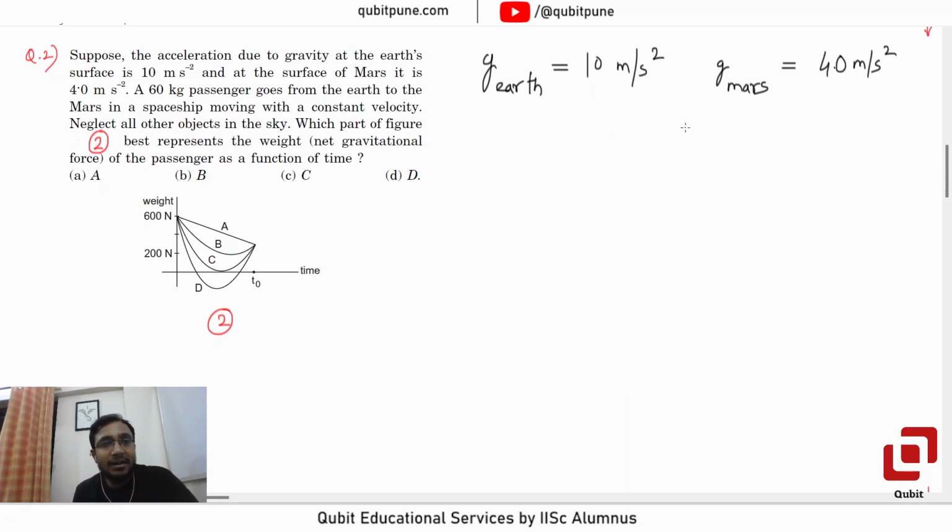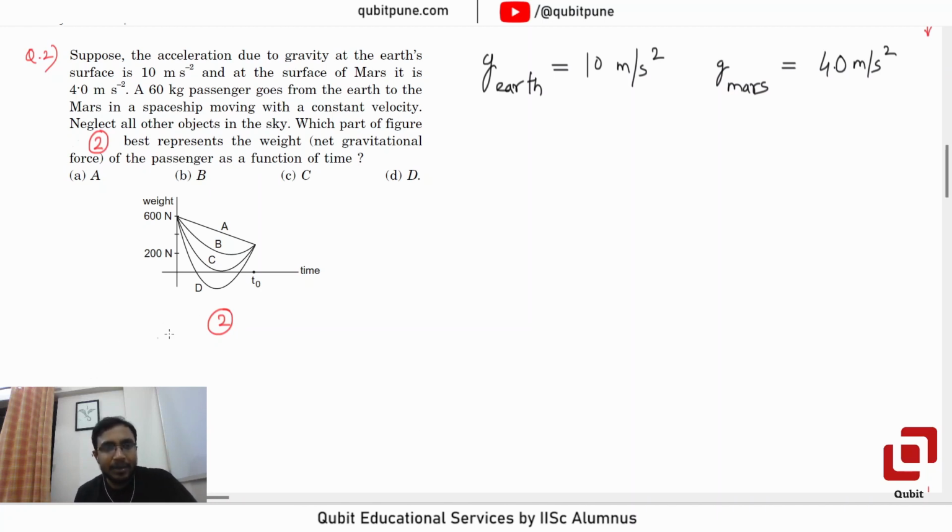Anyways, a 60 kg passenger goes from the Earth to Mars in a spaceship moving with a constant velocity. Neglect all other objects in the sky. Which part of figure 2 best represents the weight, the net gravitational force of the passenger, as a function of time? And we have 4 varieties here, graph A, B, C, D.